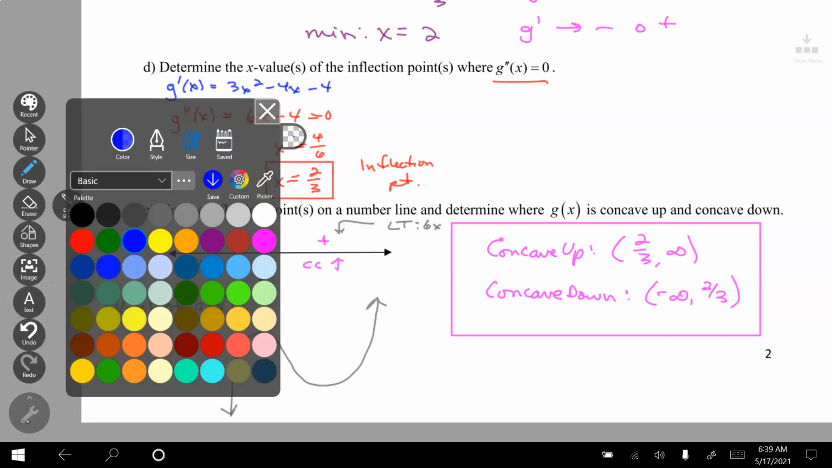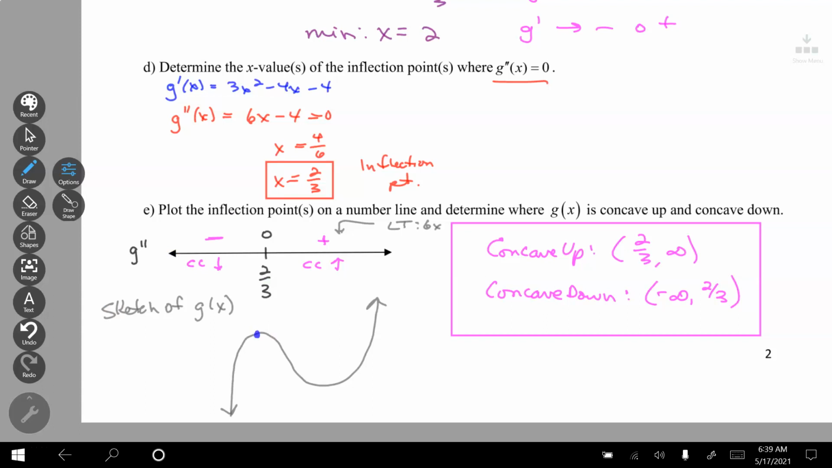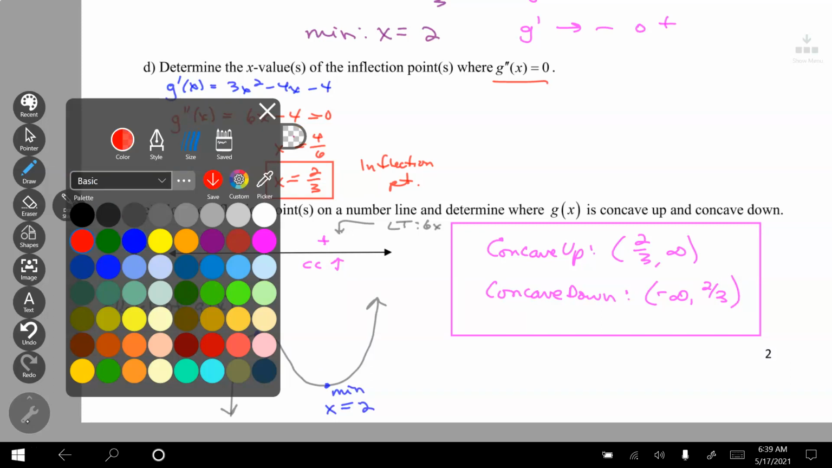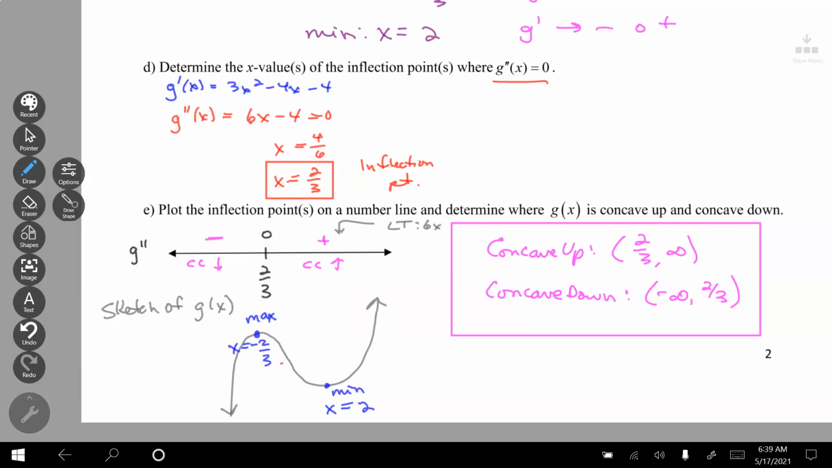Well, let's see. I think we determined that we had a max here at x equals negative 2/3. I had a min here at x equals 2. And then I had right here in the middle an inflection point at x equals positive 2/3.